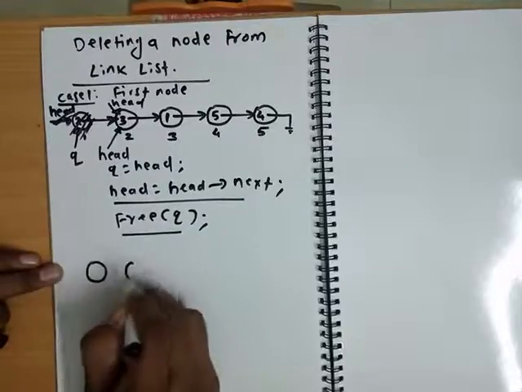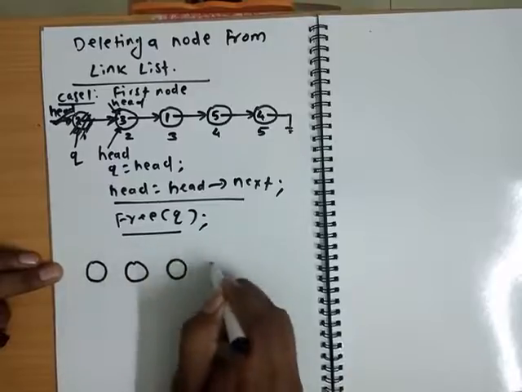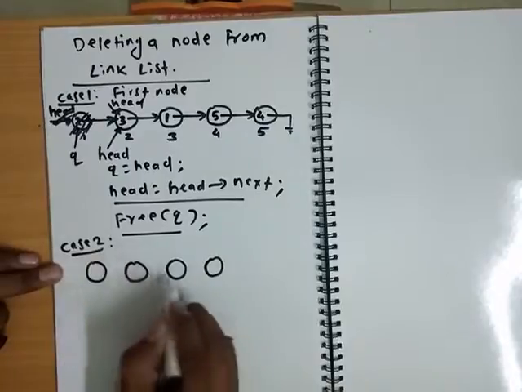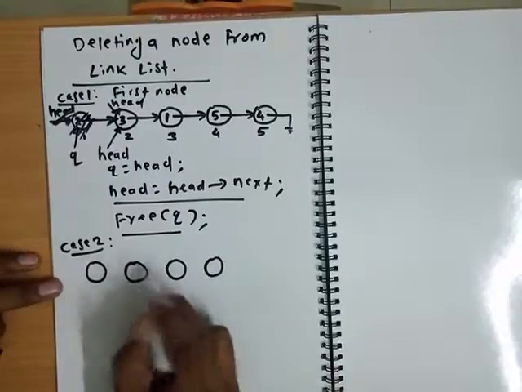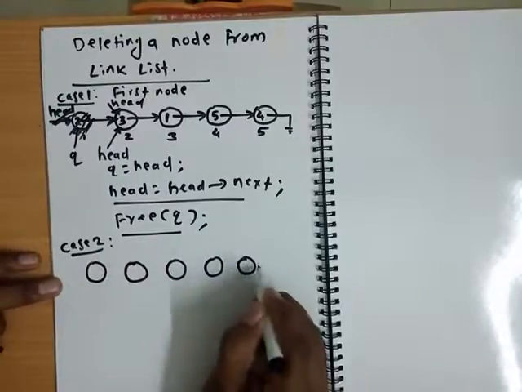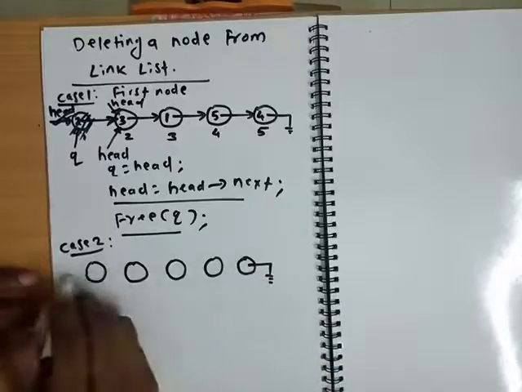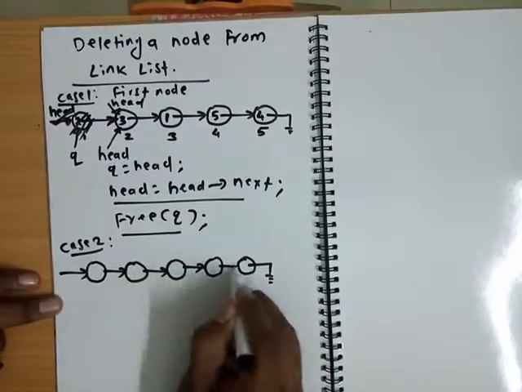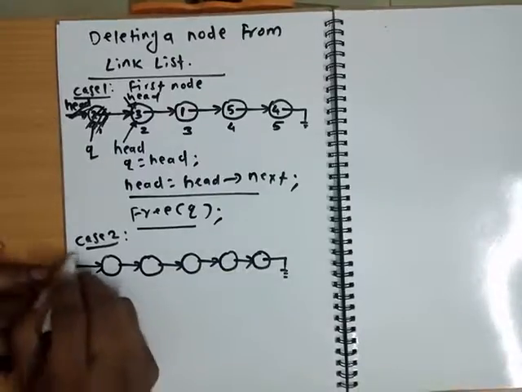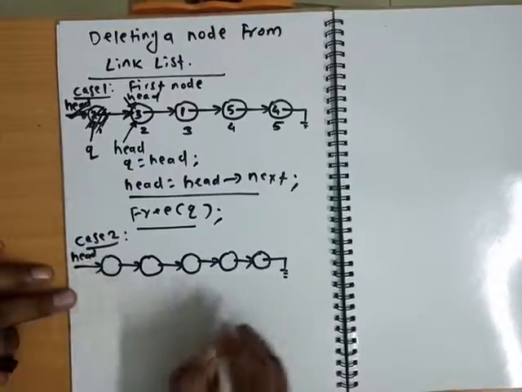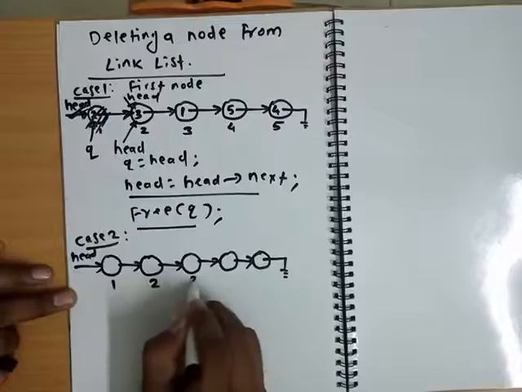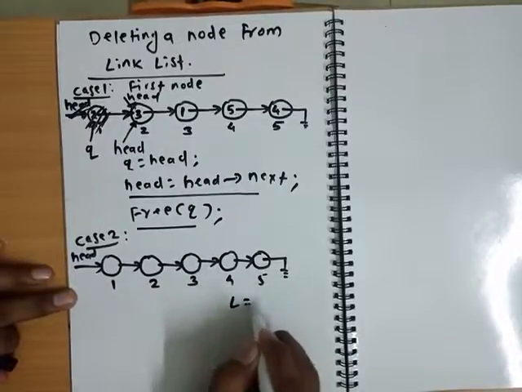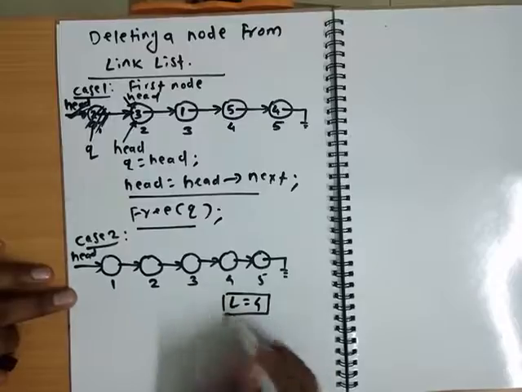Again, let's say this is our linked list, case 2. We are asked to delete the node which is not the first node. So how will we delete that? Again, this is the head node. These are the positions of the nodes. And let's say we are asked to delete the node which is on the fourth position.